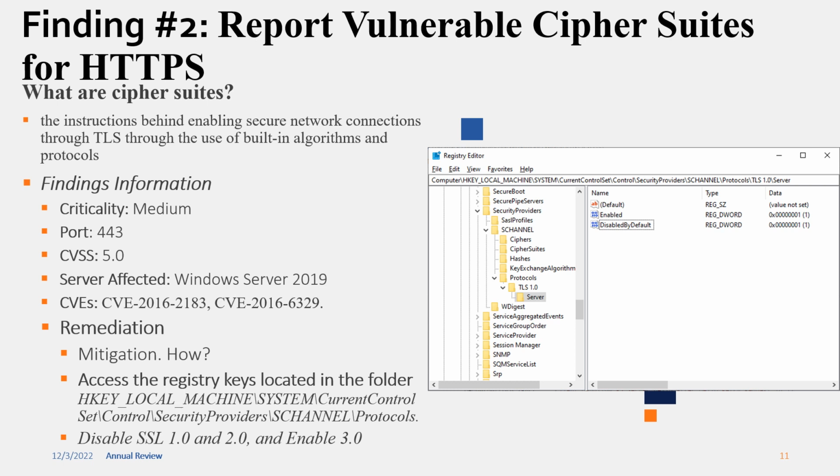So what we can do is access the register keys in the Windows Server located in the file that I display below, and what you can do is disable SSL 1.0 and 2.0 and enable SSL version 3.0, otherwise known as Transport Layer Security version 3.0.